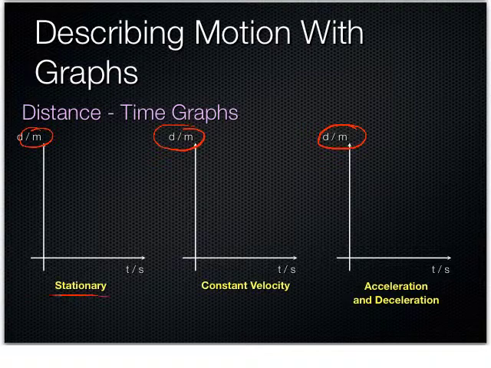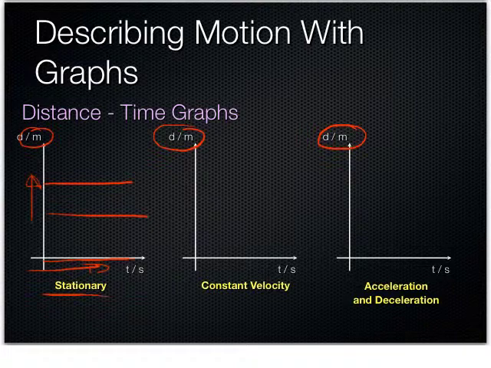So what's stationary? Well, stationary is stopped. So you're not covering any distance for any time. So it could be across there, it could be across at 0, could be anywhere as long as it's straight across, because you're not increasing your distance as you increase your time.